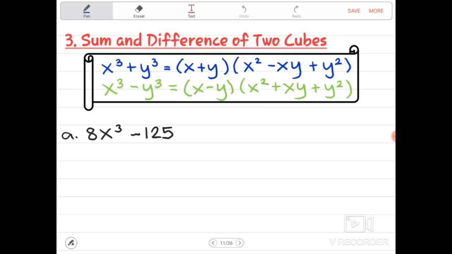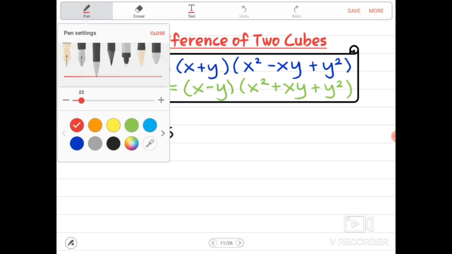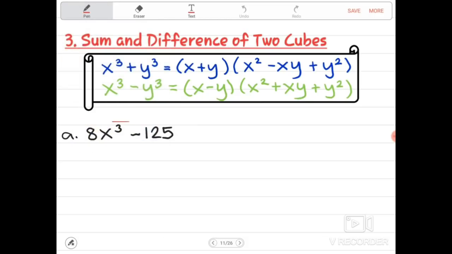So, paano natin malalaman yung variable kung perfect cube ba siya? It is, if it is divisible by 3. Okay? So, they are perfect cube. So, this will be our x cube and this is our y cube. So, parang parehas lang to ng pangalawa. Ganun lang. Kukunin lang natin yung value ng x and y, then substitute to the formula.